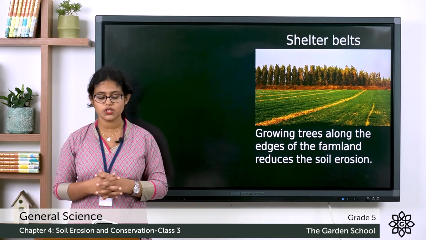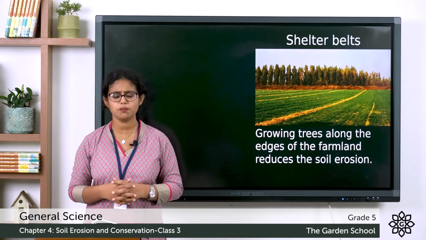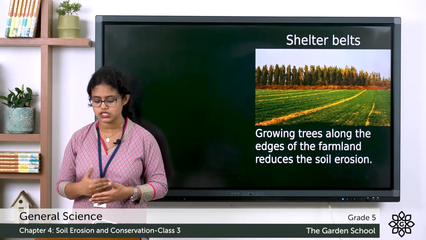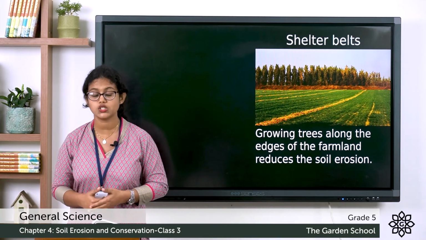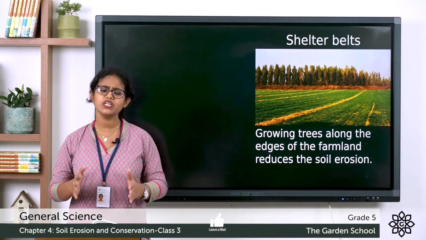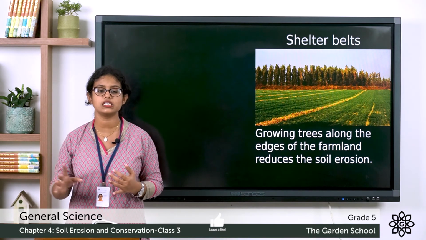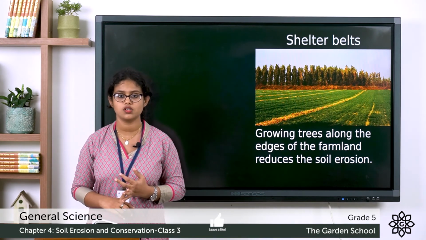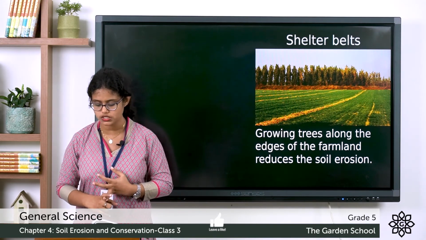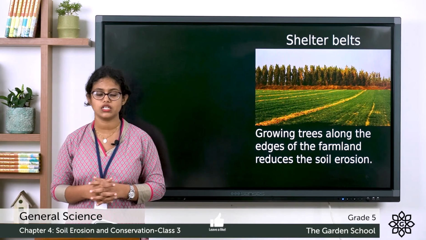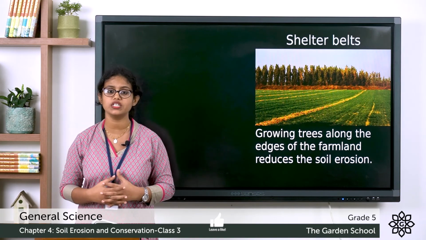In page number 51, you can see there is a box given. Excess use of chemical fertilizers and insecticides reduces the fertility of the soil. When we use more of these fertilizers and insecticides, the fertility of the soil can be lost. So instead of that, what we can do is, we can use more of plant and animal manure. It keeps the fertility of the soil.